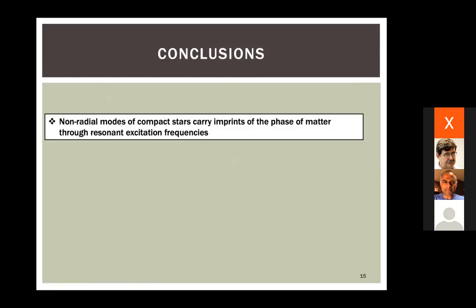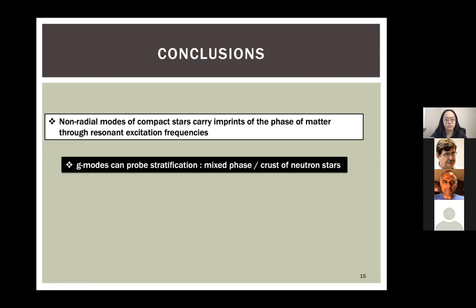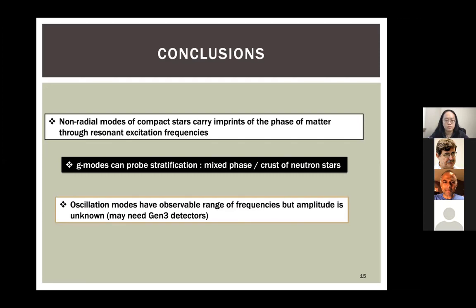So let me just conclude by saying that the G mode is one kind of non-radial modes. There are others which can also be excited. And the G mode is particularly promising because it can carry the imprints of the phase of matter through these excitations. And G modes can probe stratification. So in addition to having the mixed phase, one can also probe things like the crust and the core-crust transition. The oscillation modes that we computed seem to have frequencies in the observable range for LIGO, but the amplitude is probably too weak for now. And we may need advanced detectors or a network of detectors.